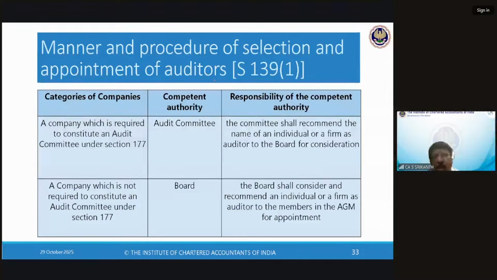Nearing the annual general meeting, there will be one audit committee meeting followed by a board meeting. So before that board meeting, this audit committee will meet and they will recommend the auditor. That is all you need to understand. Okay.